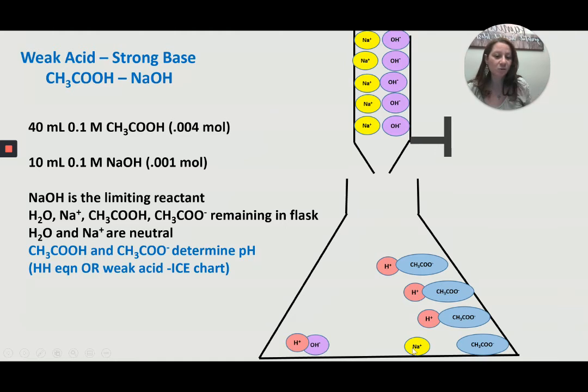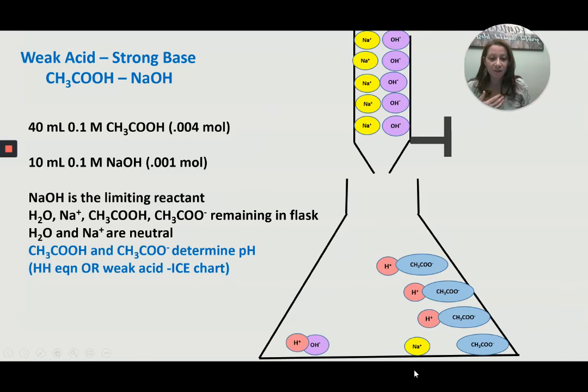I do have some sodium ions that are just floating around. They don't really affect anything. So at the end, when I'm done in my flask, of course I have some water. I have some sodium ions. I have some acetic acid still left. See, those 3 are all acetic acid. And I also have some acetate ion.